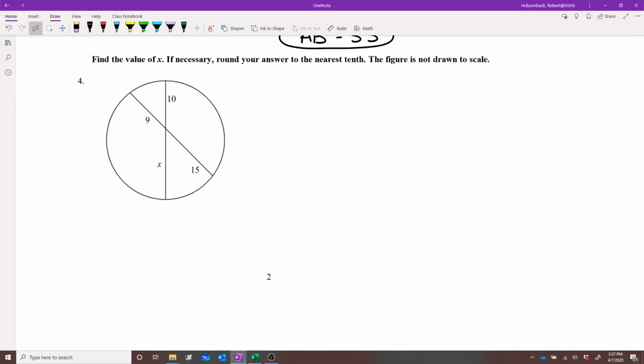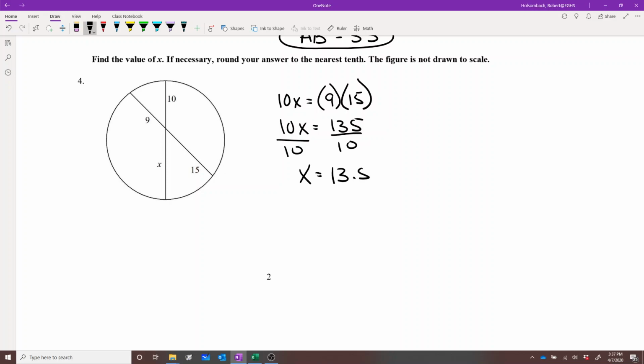Alright, problem number 4, we have two chords intersecting inside of a circle. So we said earlier in the week that the product of their segments are equal. So we've got 10x equal to 9 times 15. So our 10x is going to be equal to 135, and we can divide both sides by 10, and our x is going to be equal to 13.5.